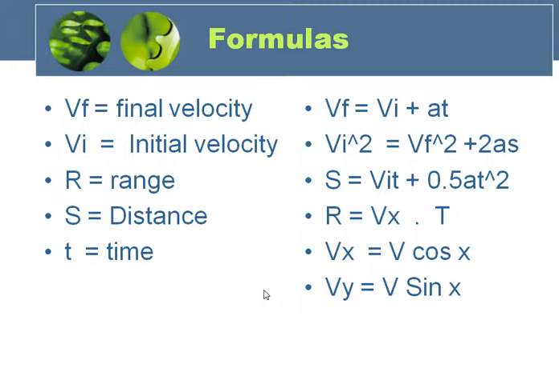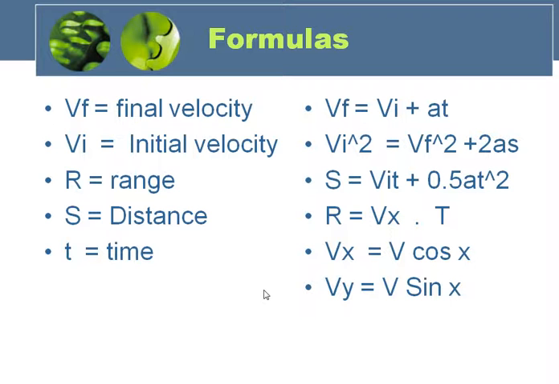Finally, the confusing part, the formulas. As you can see, the variable Vf is for the final velocity. Similarly, Vi is the initial velocity, R is the range, S is the distance, and T represents the time of the projectile motion. We have certain proven formulas that we can use to calculate the missing values provided some of the variables are given. Now, the part that most of the students get confused is the range and the distance.